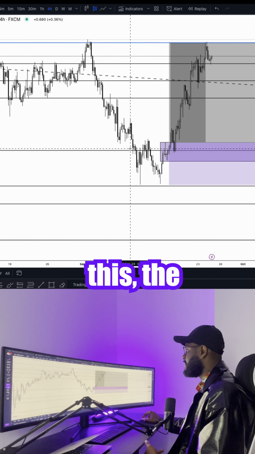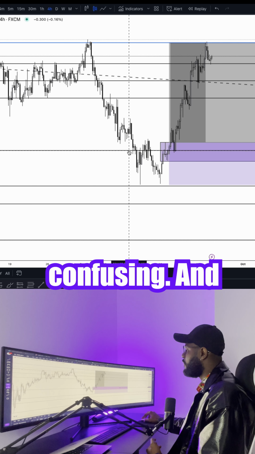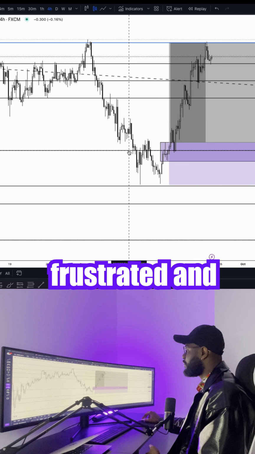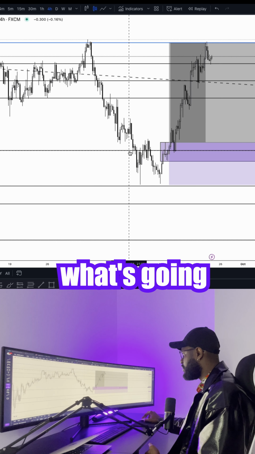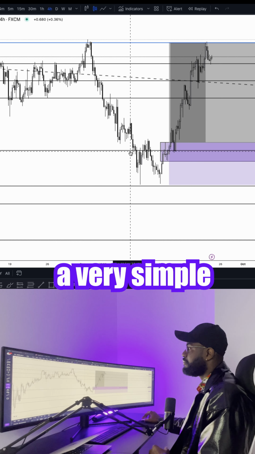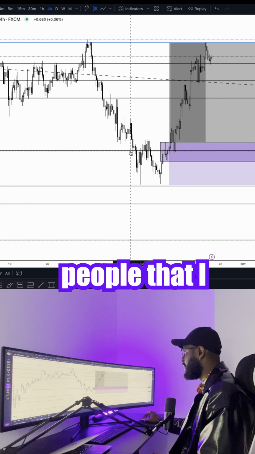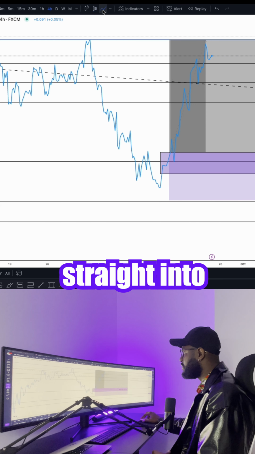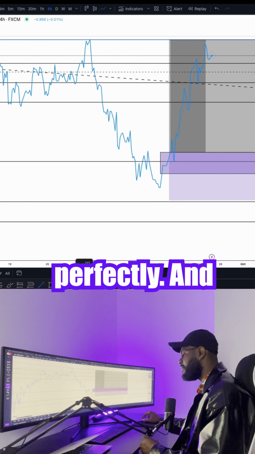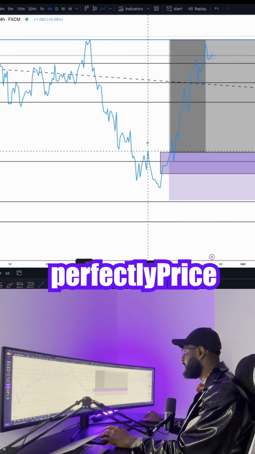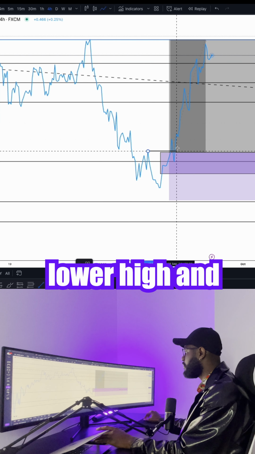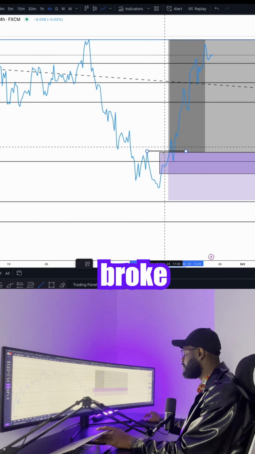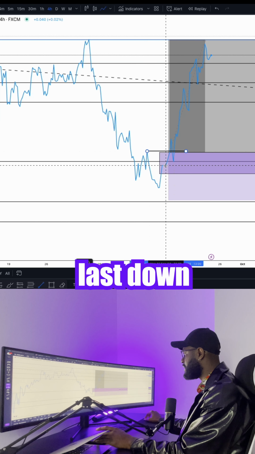And if you look at this, the structure looks so confusing. I've heard so many traders get so frustrated and say, I don't even understand what's going on here. I'll give you a very simple tip, something I tell all the people that I mentor. If you can't see it clearly on the bar chart, go straight into the line chart and you see it perfectly. And right here, you can see price created a lower high, then another lower high, a lower low, and broke structure. The moment we broke structure, this right here is my last down close candle.